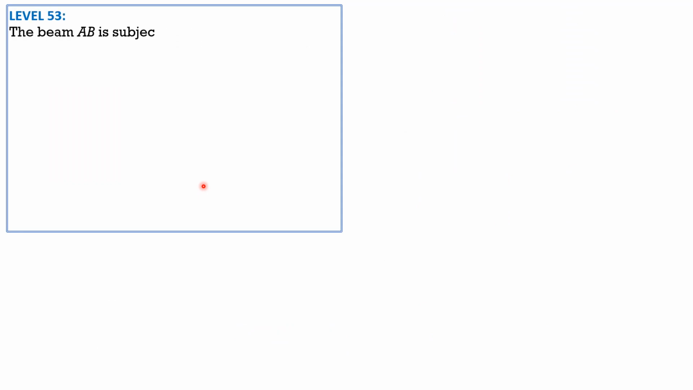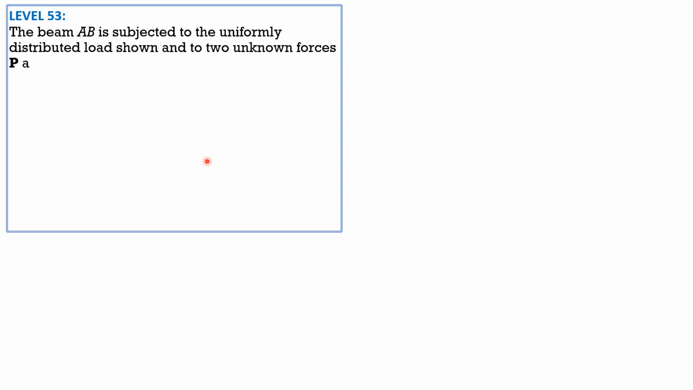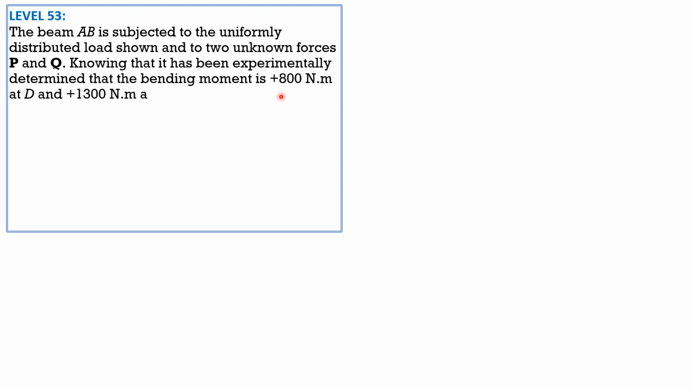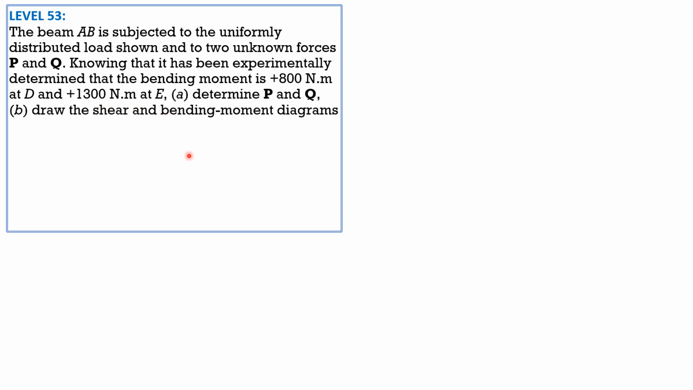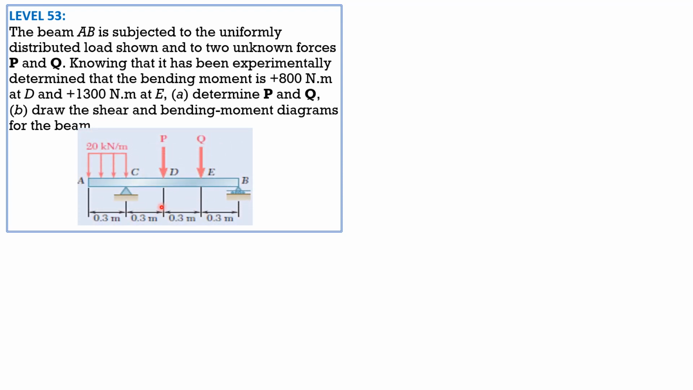Level 53, the beam AB is subjected to the uniformly distributed load shown and to two unknown forces P and Q. Knowing that it has been experimentally determined that the bending moment is positive 800 Newton meter at D and positive 1300 Newton meter at E, determine P and Q, then draw the shear and bending moment diagrams for the beam. So here is the figure. Take note that the loading is 20 kilonewton per meter and the given moments are in Newton meter. So a reminder that we should be consistent with our units.